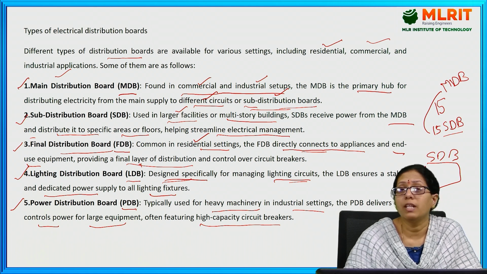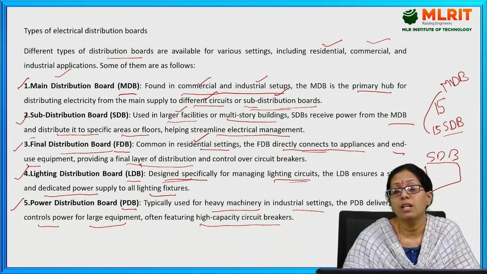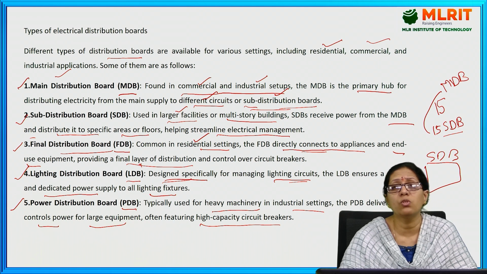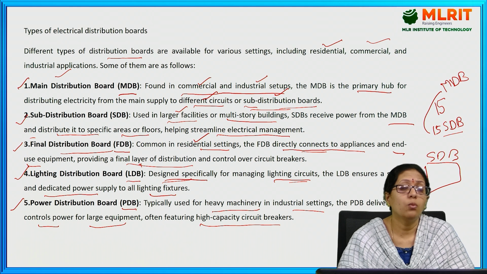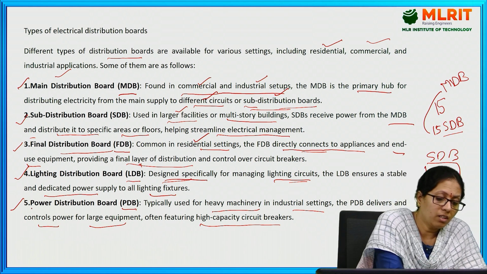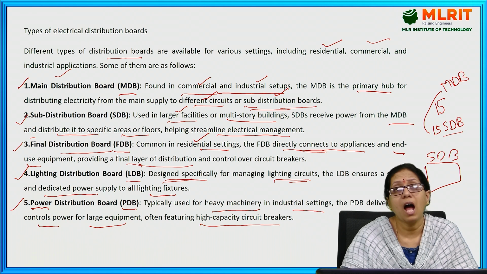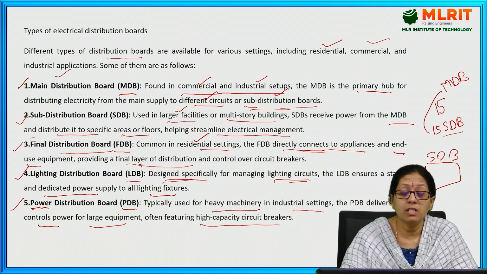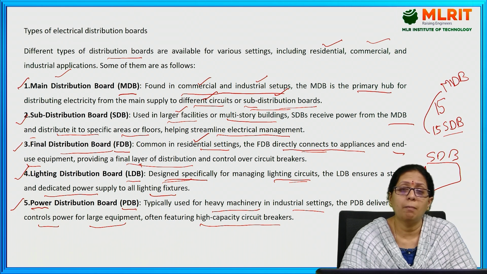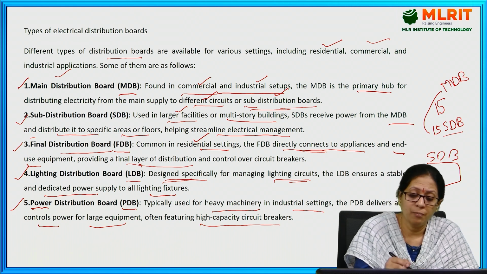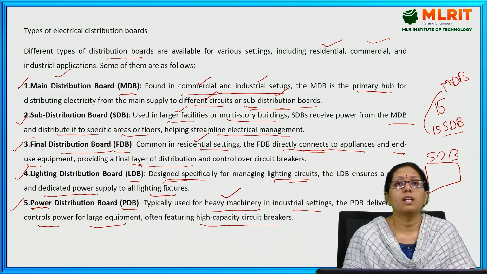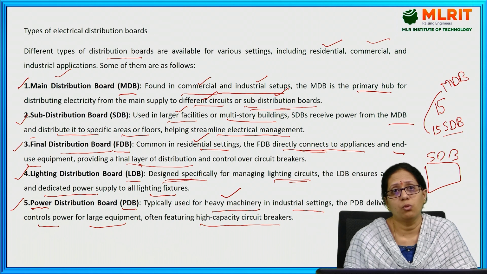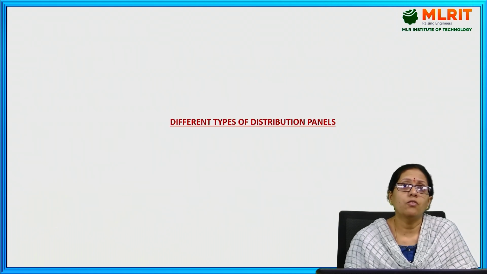The lighting distribution board, the name itself indicates, is used for lighting circuits, different types of lighting circuits used in different areas. The last one is the power distribution board. The name itself indicates it is used for high power applications, that is for heavy machinery which is used in industrial areas. So these are the different types of distribution boards.